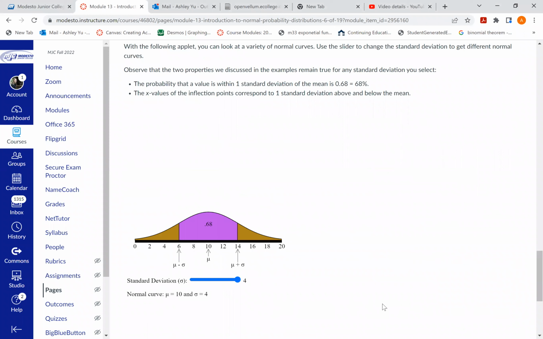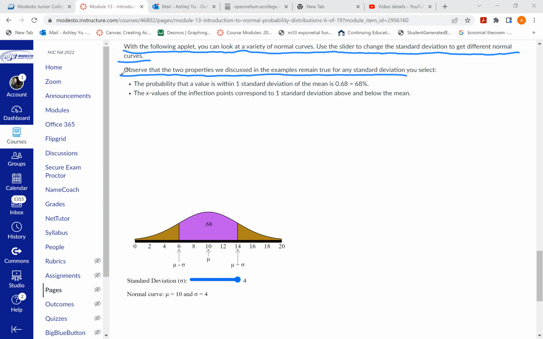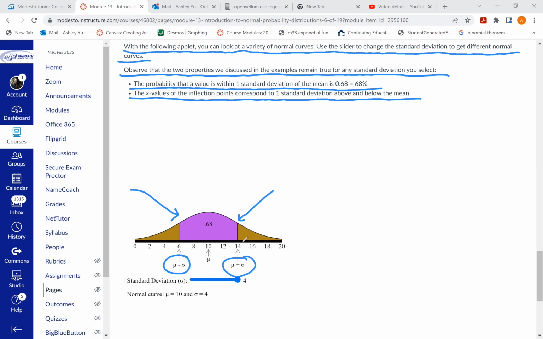Now we're going to look at an applet. With the following applet, you can look at a variety of normal curves. Use the slider to change the standard deviation to get different normal curves. Observe that the 2 properties we discussed in the examples remain true for any standard deviation you select. The probability that a value is within 1 standard deviation of the mean is 68%, or 0.68. The x values of the inflection points correspond to 1 standard deviation above and below the mean. Sometimes it's hard to tell with a certain graph, but where it changes from purple to mustard yellow is an inflection point, and it happens to be, like they said, 1 standard deviation above and below the mean, mu plus sigma or mu minus sigma.